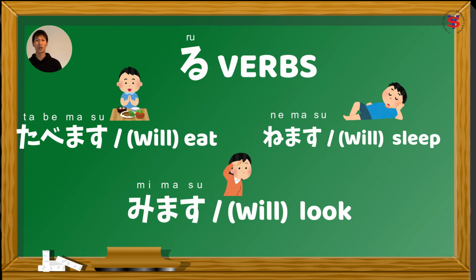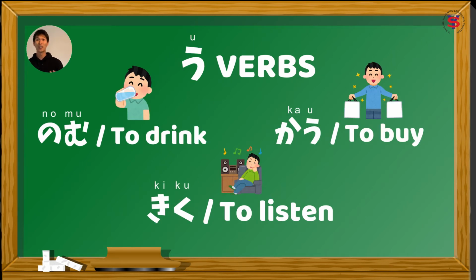After si ru verbs, meron tayong u verbs. So kung hindi ru ang ending niya, most likely u sound ang ending niya. So nagmumula siya sa ating u verbs. Words like nomu, to drink, kau, to buy, kiku, to hear or to listen, yun ang ating mga u verbs. To change our u verbs into the masu form, tatanggalin natin ulit si u katulad nung sa ru. Ngayon naman, magdadagdag tayo ng tinatawag na i vowel. Tapos, sa huli ang ating masu. So, ano ang ibig sabihin ng magdadagdag ng i vowel?